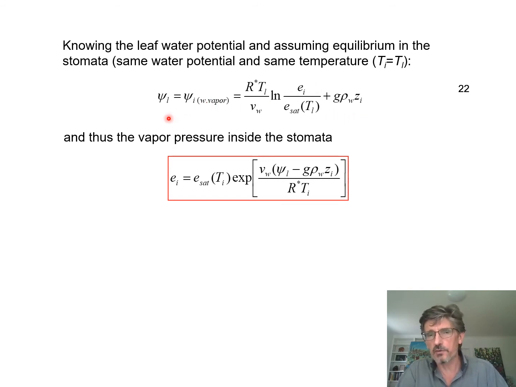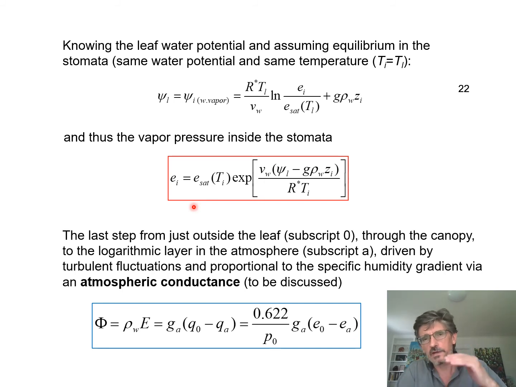So we can now invert this equation, solve it for EI, which I've done here, and express the inside partial pressure of water vapor. If we divide it by ESA, this will be the relative humidity inside the stomatal cavities, which will be the exponential function of something that contains the water potential at the leaf level. So the lower this is, the less saturated the inside of the stomata is. Only when the elevation is zero and the water potential is zero, this is one, and then the inside of the stomata is saturated at the level of saturated pressure.